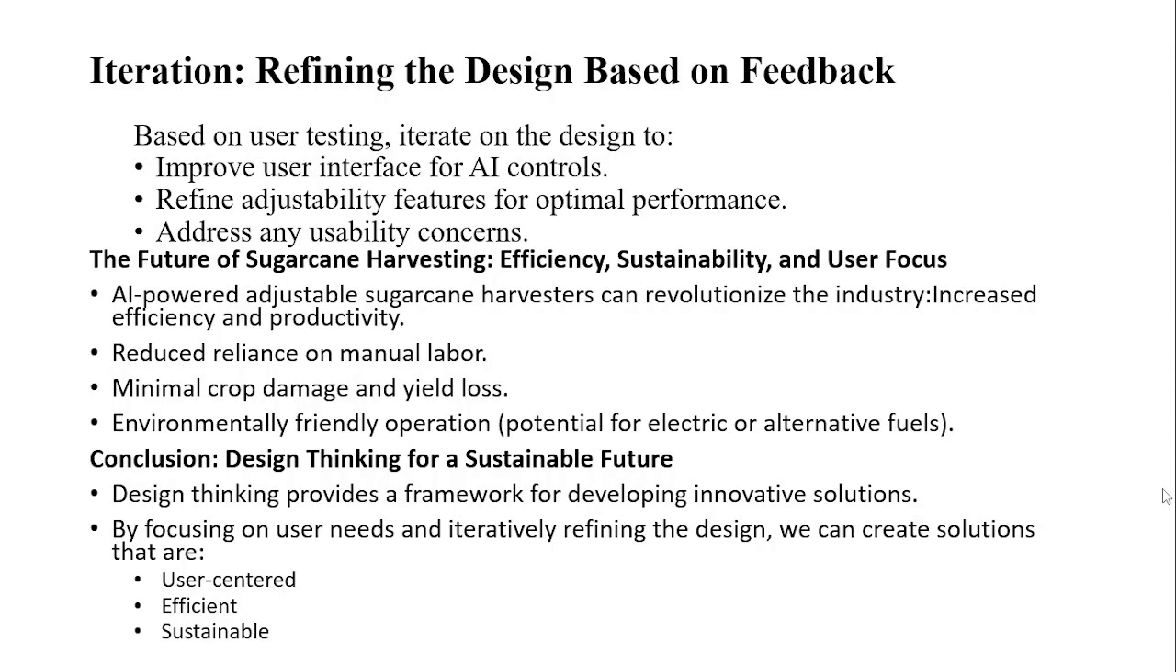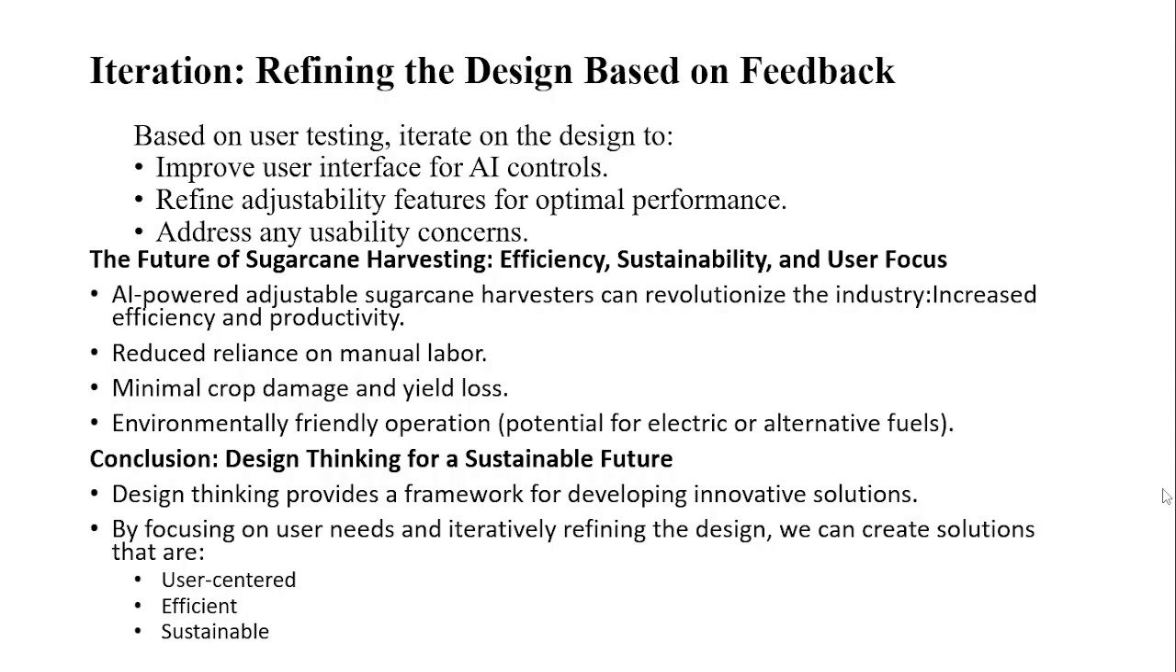Already I told you about refining the design based on the feedback collected from the farmers. Based on the farmers' feedback, we improve the user interface for AI controls, refine the adjustability feature for optimal performance, and address any usability concerns. We also raise a lot of questions for the future of sugarcane harvesting based on efficiency, sustainability, and user focus. So when we have reduced labor, what can we do? An automatic vehicle is needed, and we automatically reduce crop damage and yield loss, and get environmentally friendly operation when we introduce electric and alternative fuel vehicles.